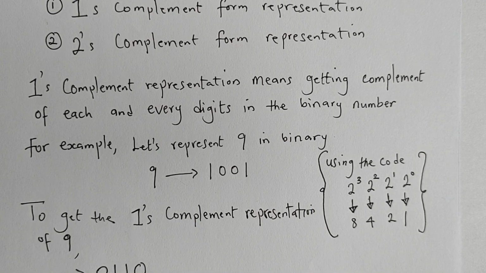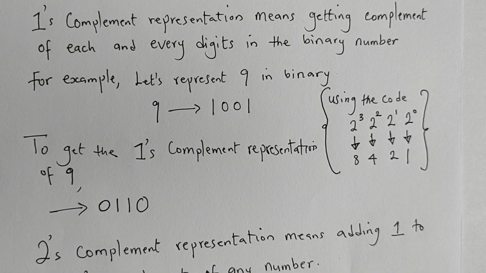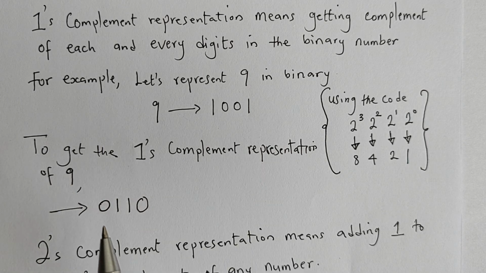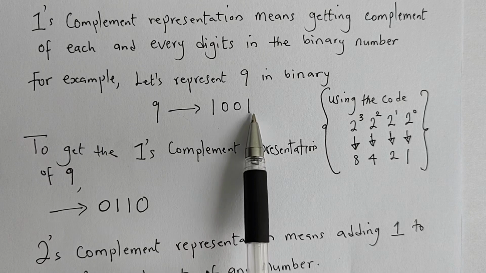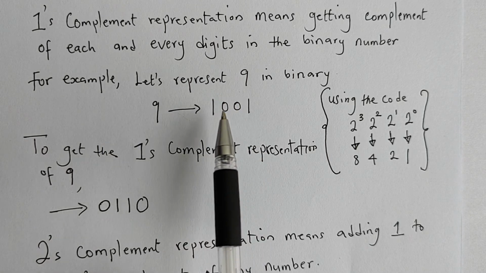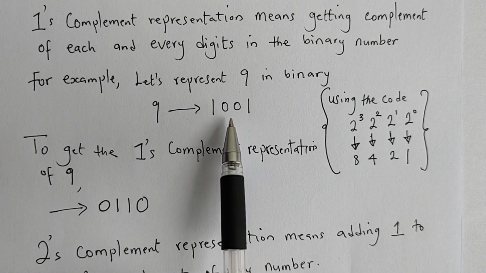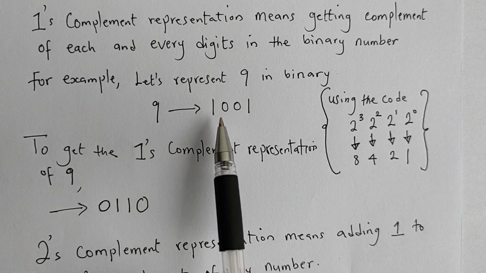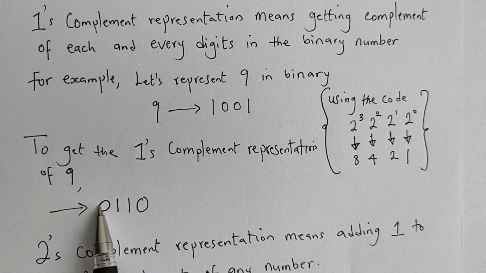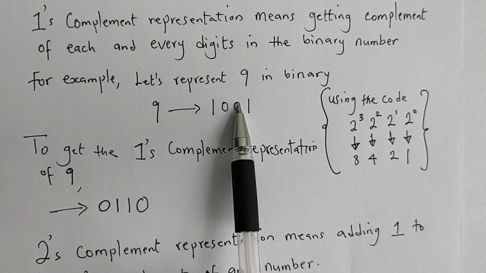Alright, once we understand that, let's take a step further. Now to get the ones complement representation of 9, all we need to do is take the inverse of this binary number. Remember, ones complement means taking the complement of each and every digit in this binary number. Since you have 1, the complement of 1 is going to be 0. The complement of 0 is going to be 1.